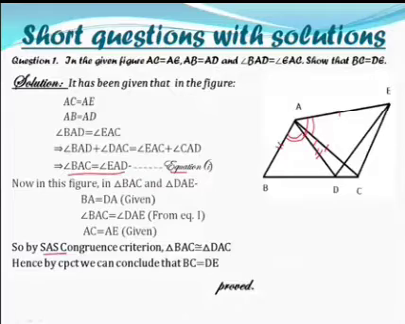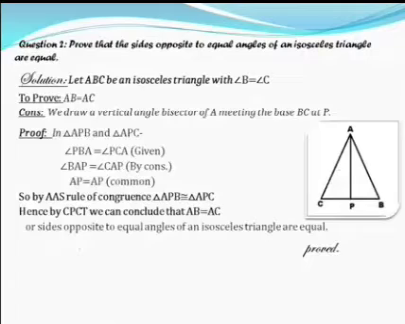So by the side angle side congruence criterion, we can write that triangle BAC is congruent to triangle DAE. Hence, by CPCT, we can conclude that BC is equal to DE. This is how we can solve this question. Moving on to the next.